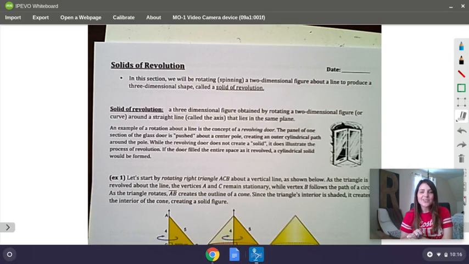Hey everyone. So our last section is solids of revolution. Can you believe it? This is the last thing you're going to learn in geometry this year.